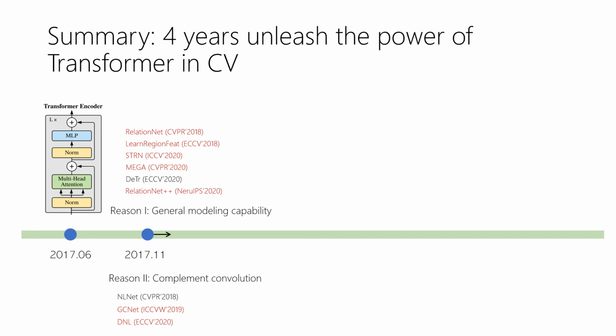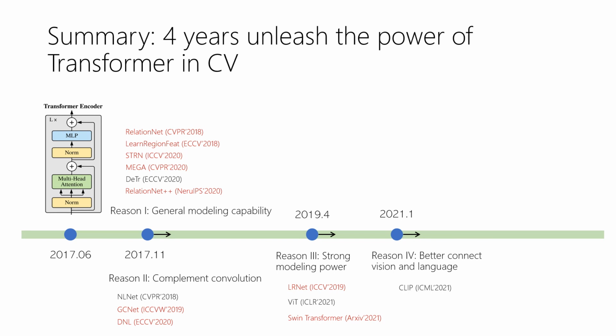The second merit is the ability to complement convolution, which is too local. I list 3 related papers here which exploit this merit. The third merit is its strong modeling power. This merit encourages stronger transformer backbones than convolution backbones, typically including ViT and Swin transformer. The fourth merit is that it can benefit the combination of vision and language due to unified modeling. The fifth merit is the ability to be scaled up in both model size and data size.